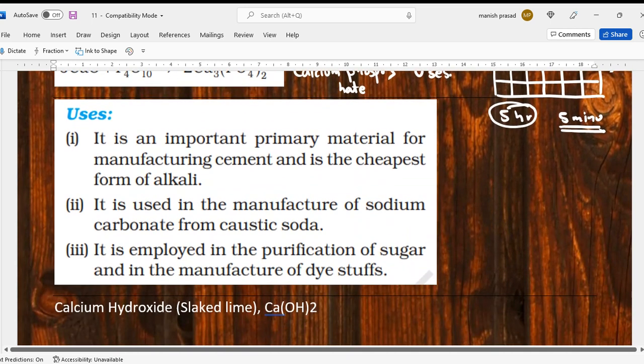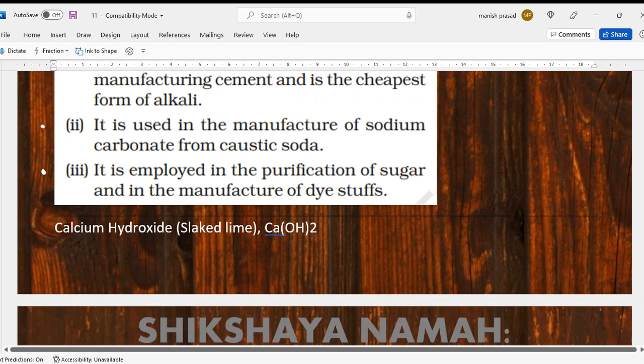Okay, now we go to Sandra. Sandra, use number 1, beta. It is an important primary material for manufacturing cement and is the cheapest form of alkaline. Oh, perfect. Okay, now then we go to Vasudha, number 2. It is used in the manufacture of sodium carbonate from caustic soda. Okay, and then we go to Aditi, number 3. It is employed in purification of sugar and in manufacture of dye stuff.